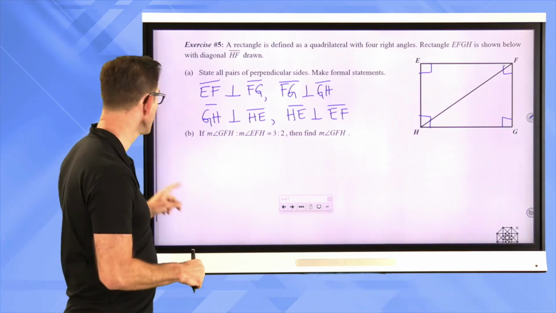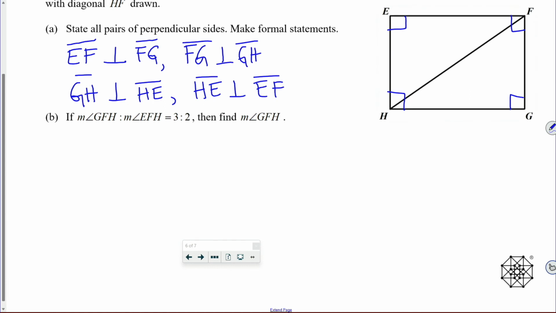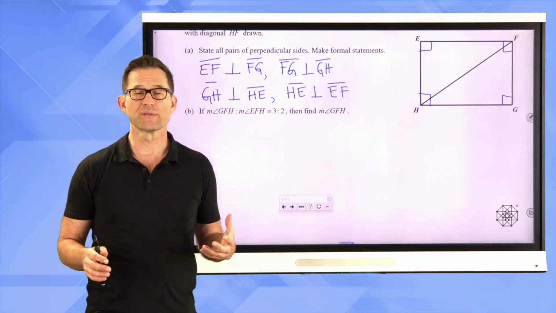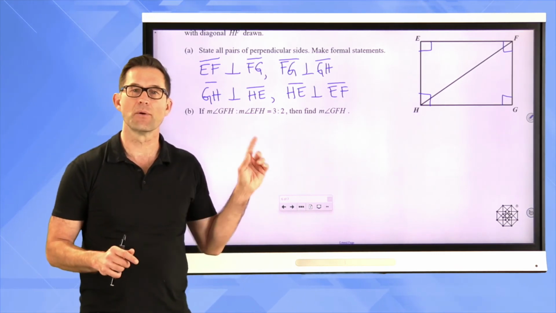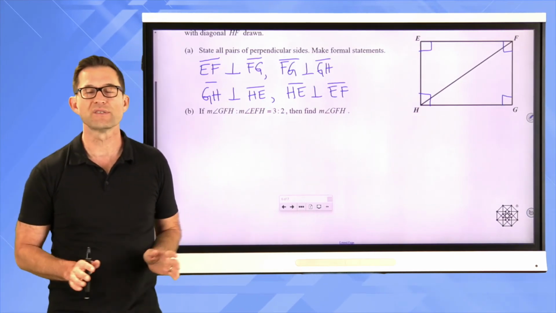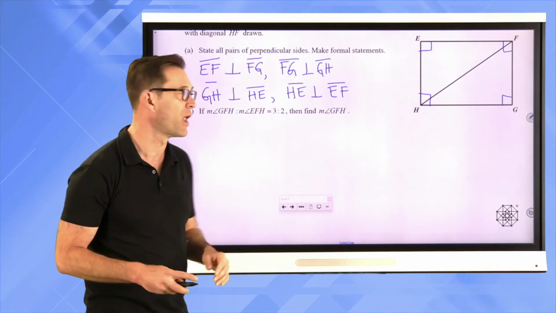Okay, let's take a look at letter B. Just leave it like that. If the ratio of the measure of GFH to the measure of EFH is equal to 3:2, then find the measure of angle GFH. All right. We're going to have a lot of ratio work in this course. And a lot of times those ratios are going to be presented kind of like this. And almost always when you have a situation like this, you want to do the following.